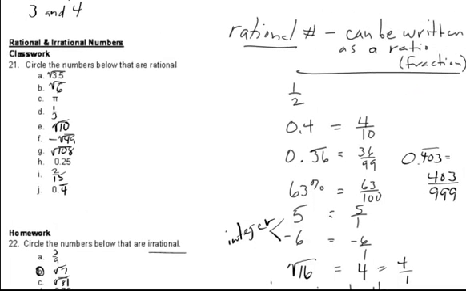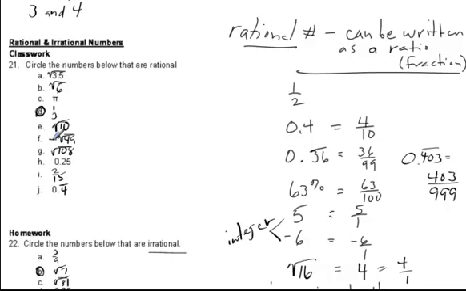I'm going to go through this quickly because we did do it in class today. This is the square root of 3.5. That's not a perfect square, so that's not rational. Square root of 6, not a perfect square, not rational. Pi, again, not rational. D, 1/3 is rational. It can be a fraction. E, square root of 10, irrational because that's not a perfect square.